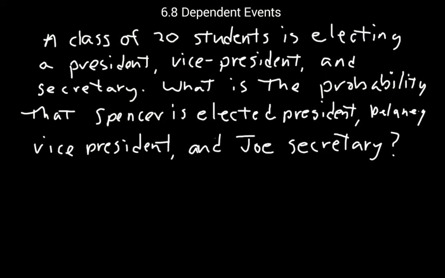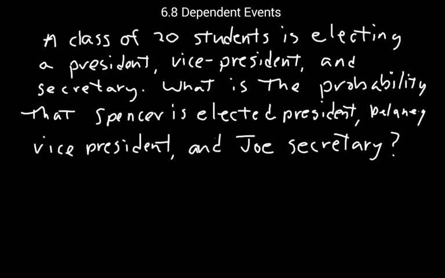Dependent events occur when a number of things happen one after the other, but the outcome of one event affects the probability of the second or third event. So here's an example of a problem that you'd have to use a strategy for dependent events to solve.